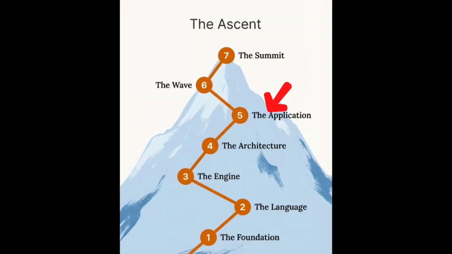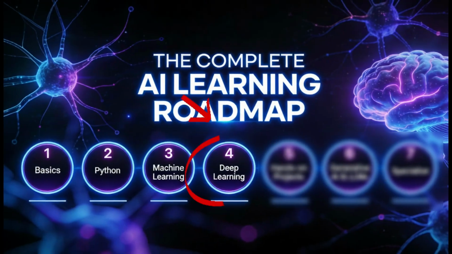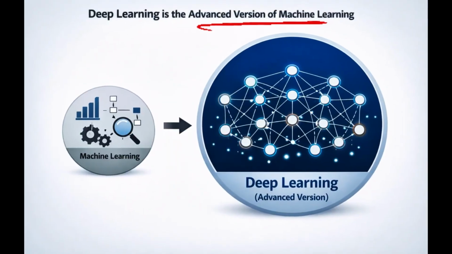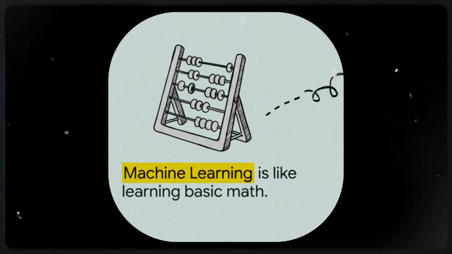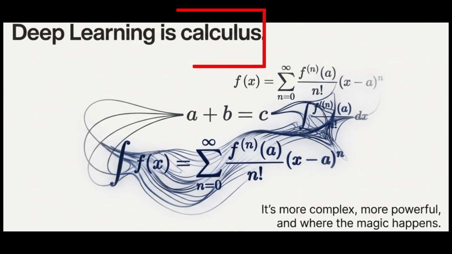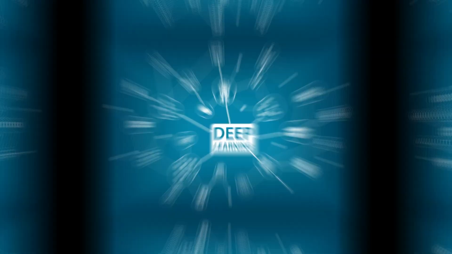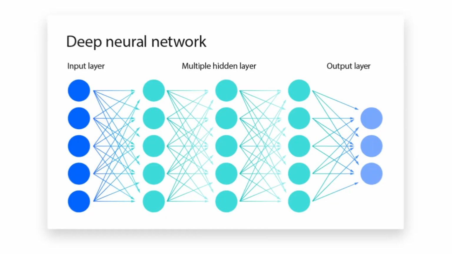Once you're done with it, move into the next step, which is Step 4, deep learning or neural networks. This is the advanced version of machine learning. It helps in building smarter AI models that understand images, sound, and text. If machine learning is like learning basic math, deep learning is like learning calculus. It's more complex, more powerful, and honestly, more exciting.